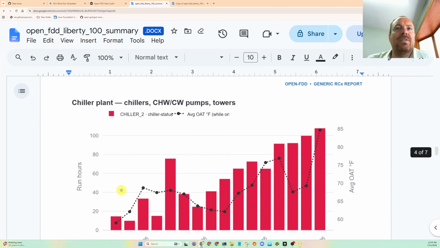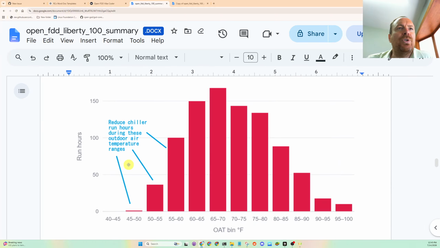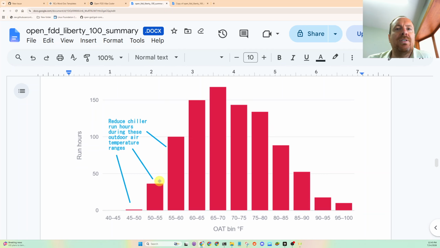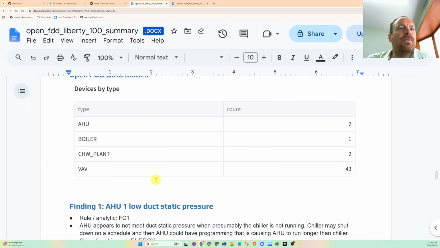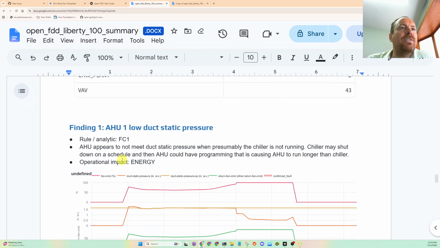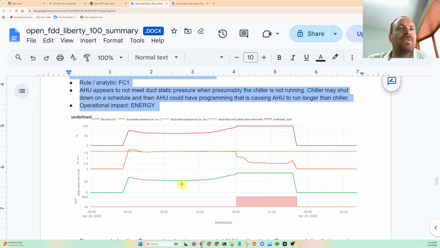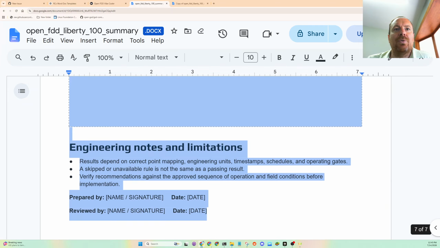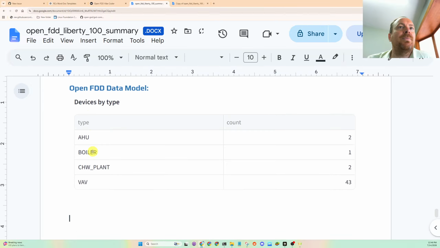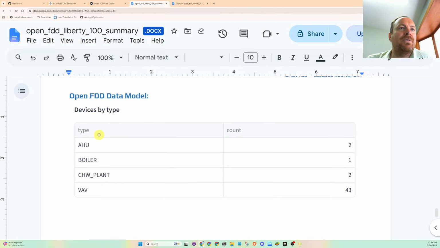Okay, so we've talked about this several times, reducing the chiller run hours during these hours. I actually started porting this over to a different section of the report. So this is just my summary, my little data model here: with the Streamlit application with the AI assistance, we've modeled 2 air handling units, 1 boiler, 2 chillers, and 43 VAV boxes.